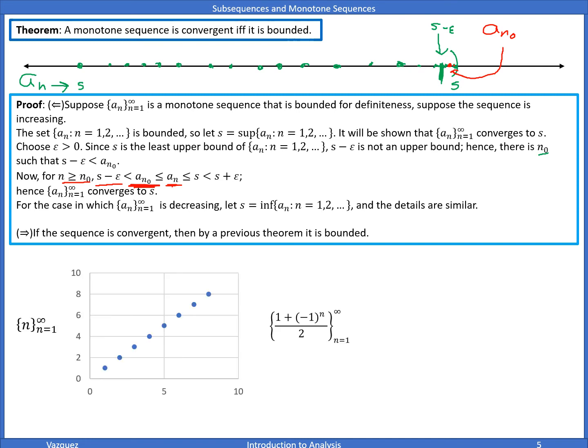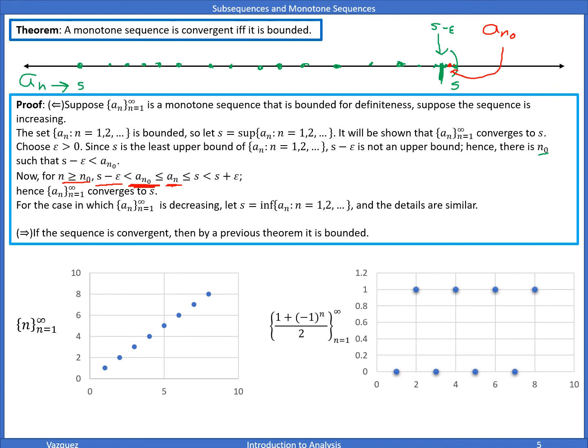So let's take a look at these two sequences. Well, in this case, our sequence is increasing, so it is monotone. So why doesn't it converge? Well, because it's missing the boundedness, right? It's not bounded because this sequence just keeps going on to infinity, it diverges. So that's why the sequence does not converge. It's another way to show that it doesn't converge, since it is monotone but not bounded.